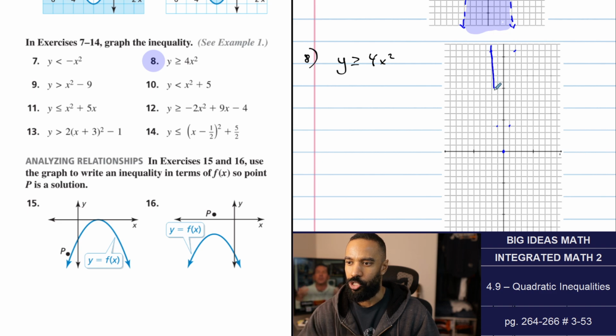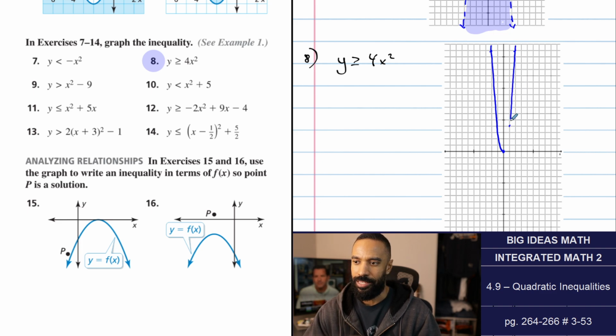These are the hardest curves for me to draw, so I apologize, it's not perfect. And it's also greater than, which means we will be shading above this thing, which means it is within the curve itself. That's actually not bad.